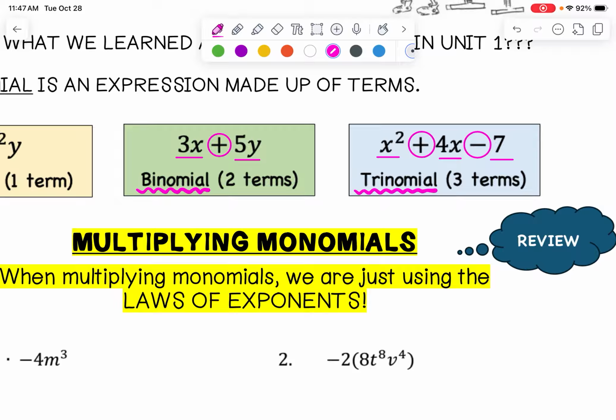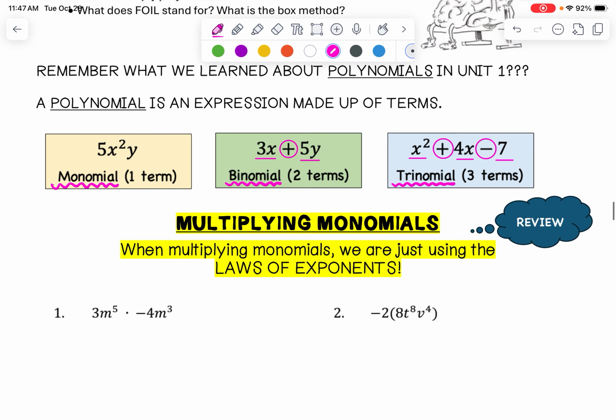So what we're going to do today is learn how to multiply polynomials, regardless of how many terms they may or may not have. Now we're going to start with multiplying monomials times other monomials. You'll notice over here, I've written down that this is review. Multiplying a monomial times another monomial, that's exponent rules. That's literally what we've just been doing since last Thursday.